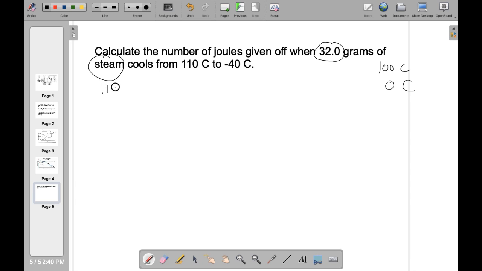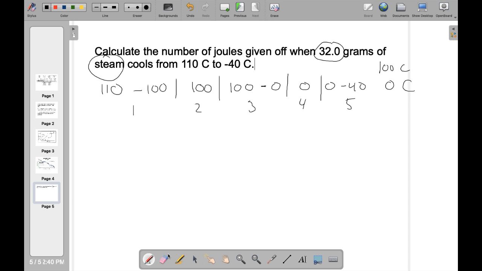I have to calculate the amount of heat given off when I go from 110 to 100, then I'm going to have to look at the heat of vaporization at 100 degrees. Then I have to go from 100 to 0. Then I have to look at the melting or freezing point here at 0. Then I have to go from 0 to minus 40. So if I think about this, I have 1, 2, 3, 4, 5 steps, just like we did before.